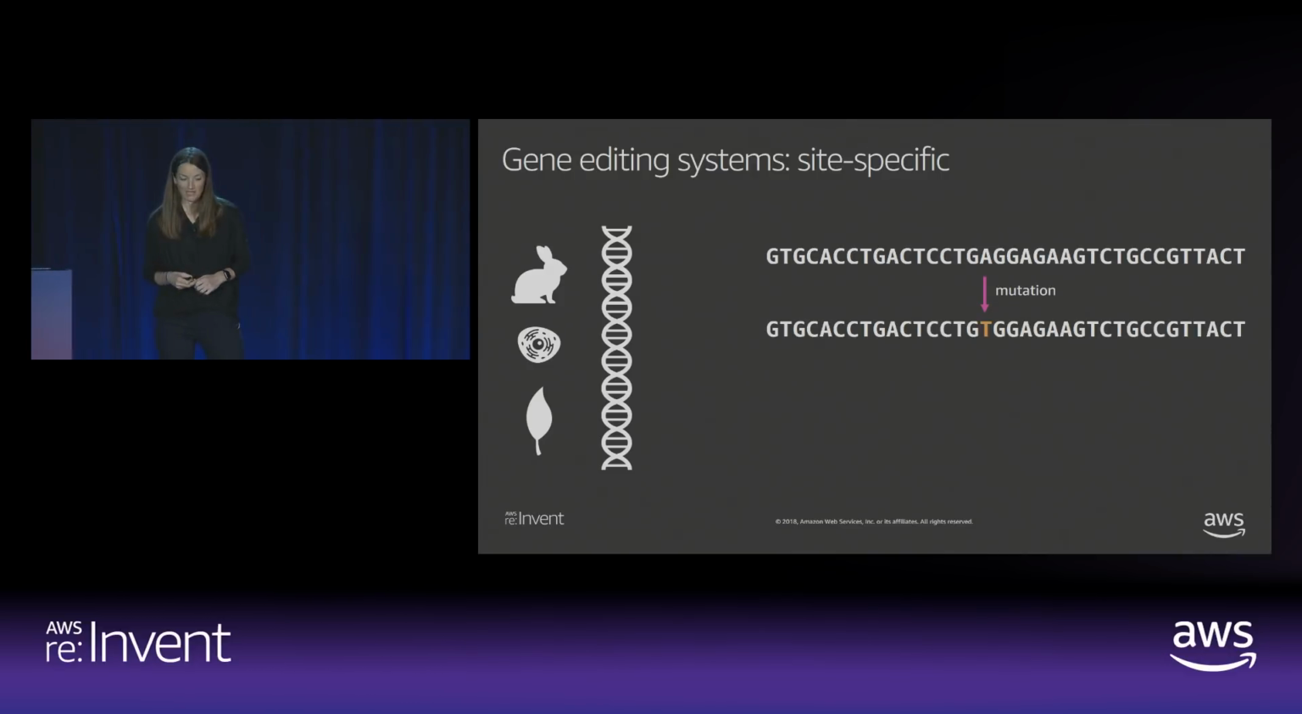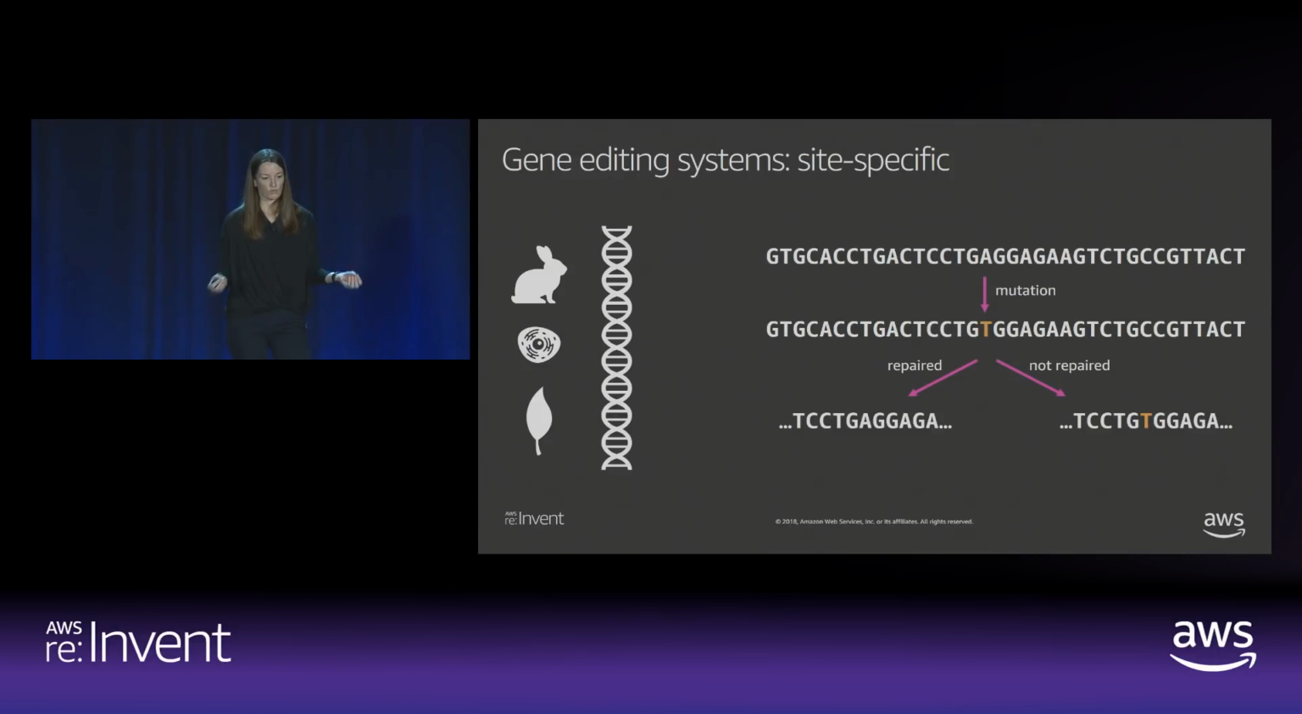So this is just one example of the experiments that the researchers who use our software do. They perform these experiments, and then they will generally have a result of the repaired ideal result that they're trying to get, and then the non-repaired, or maybe some other off-site cutting or inserting. So what they want to do is optimize that repaired result.